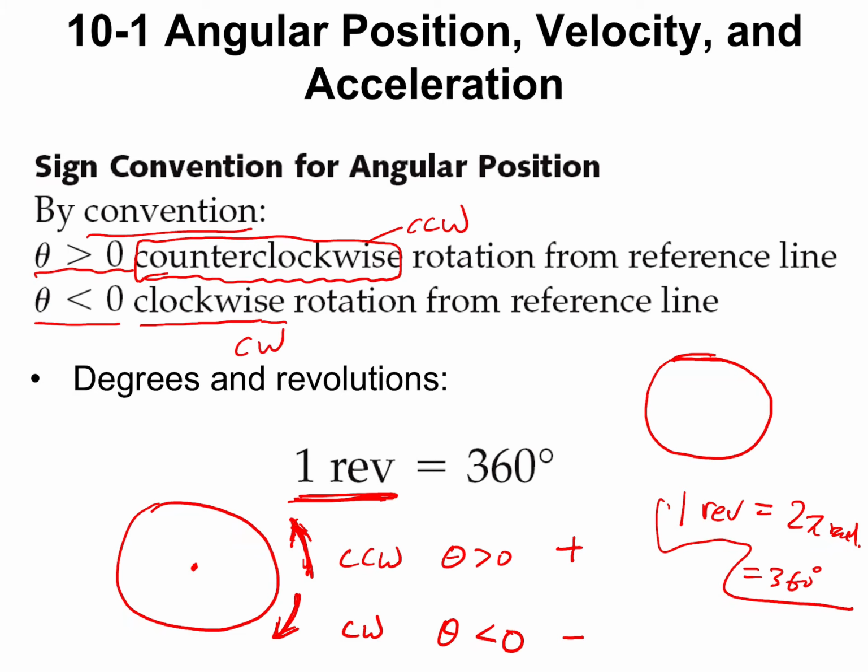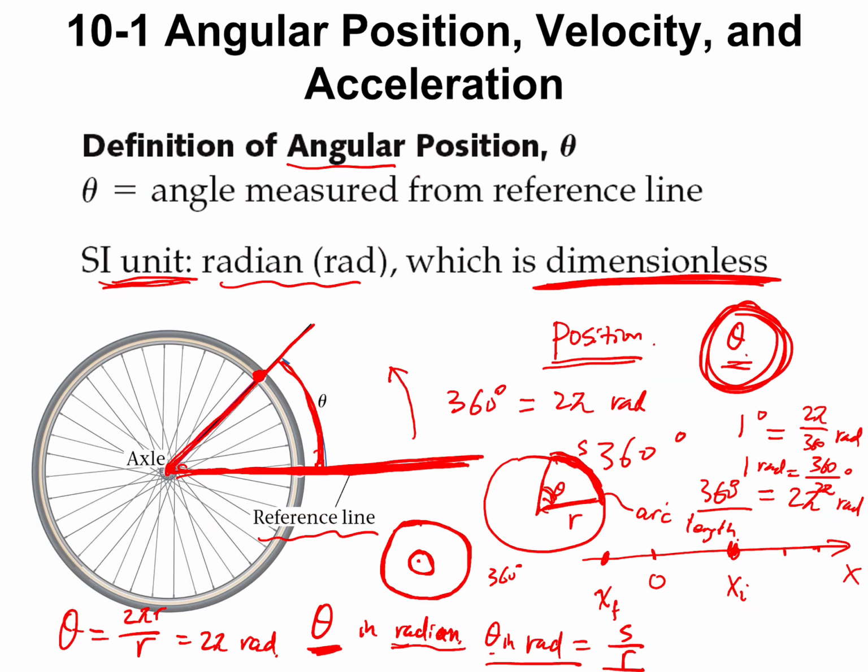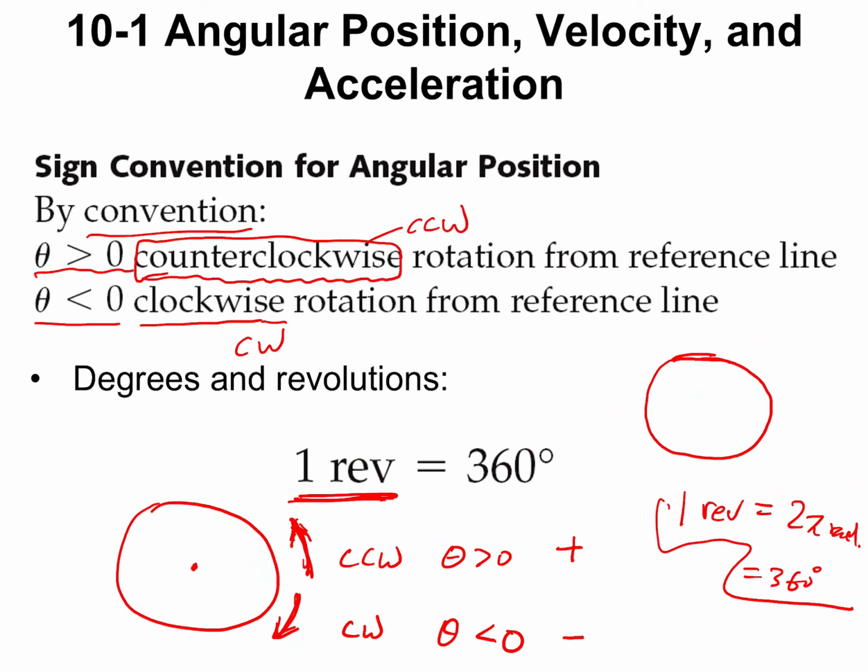So this is some definition about the position, right? If you start from the reference line and go to this point, this is a negative angle. So this angle theta in this case is smaller than 0, and this angle theta is bigger than 0. All right.